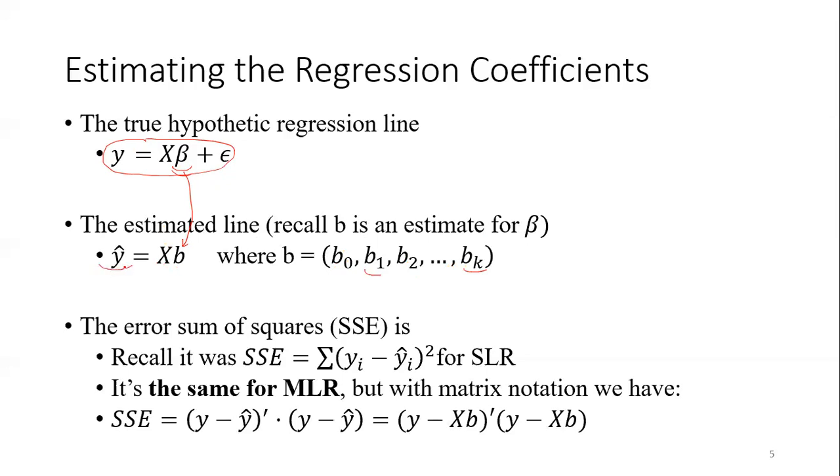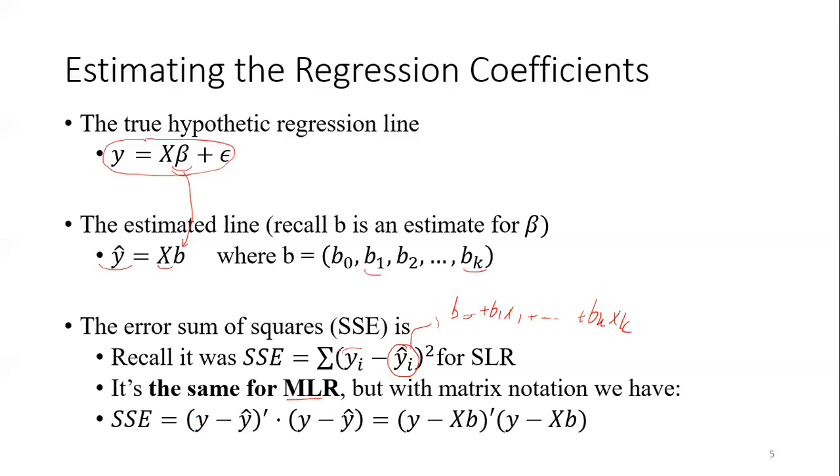And again, what is y hat? This is the estimate of that particular x value. Okay. And the sum of squares, remember, it was yi minus yi hat, squared. We just sum them up. So it's exactly the same, but the difference is, remember, yi hat is now b0 plus b1x1 up to bk xk.